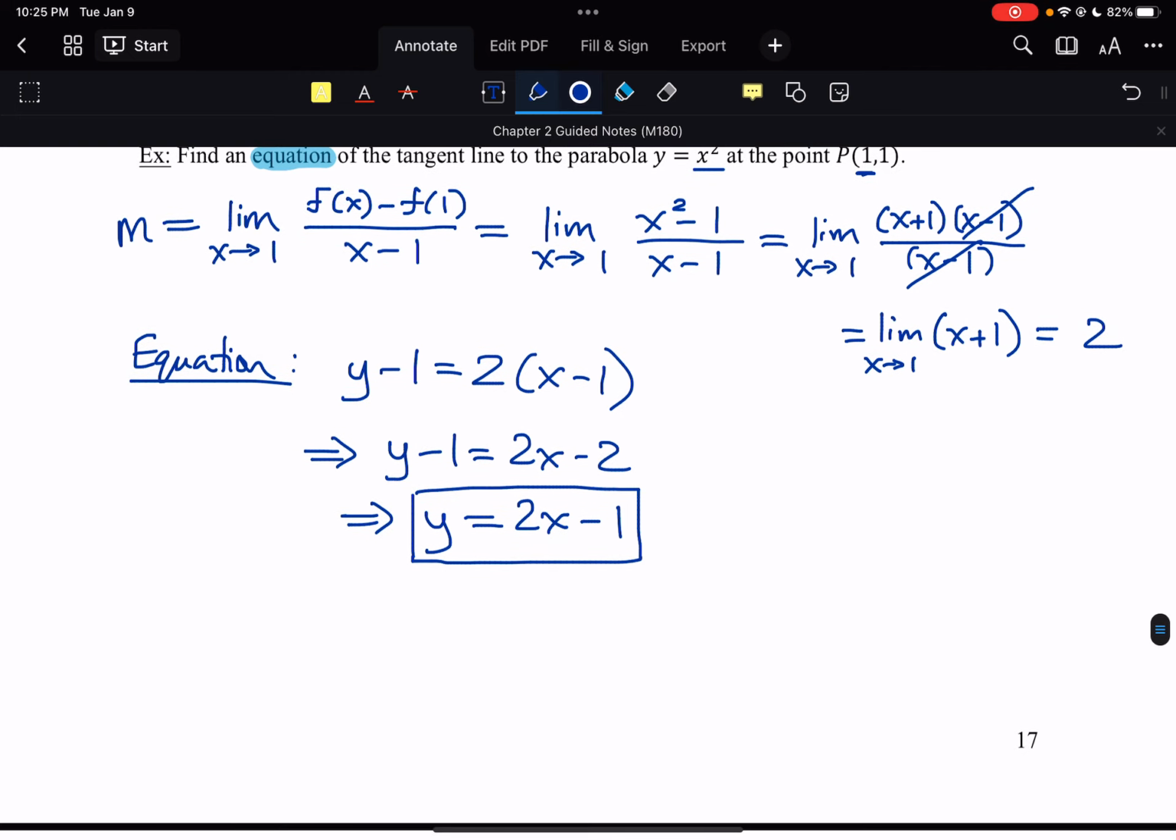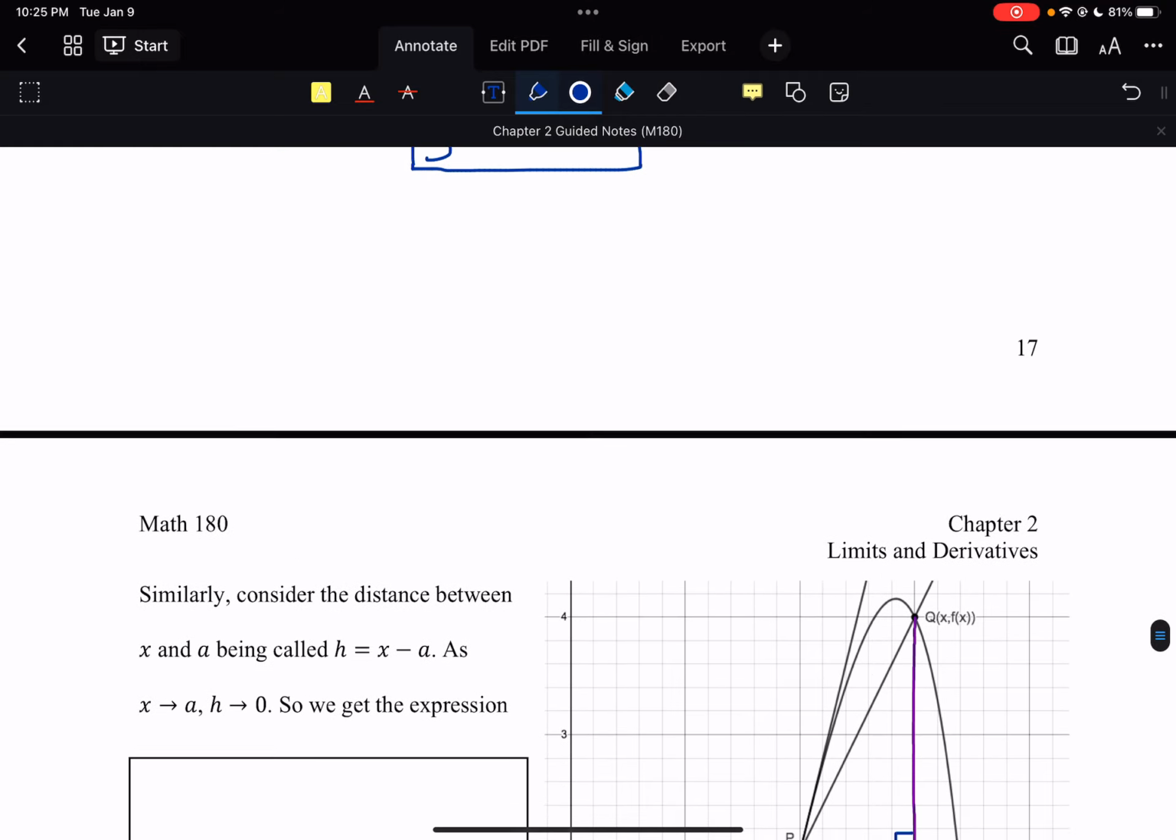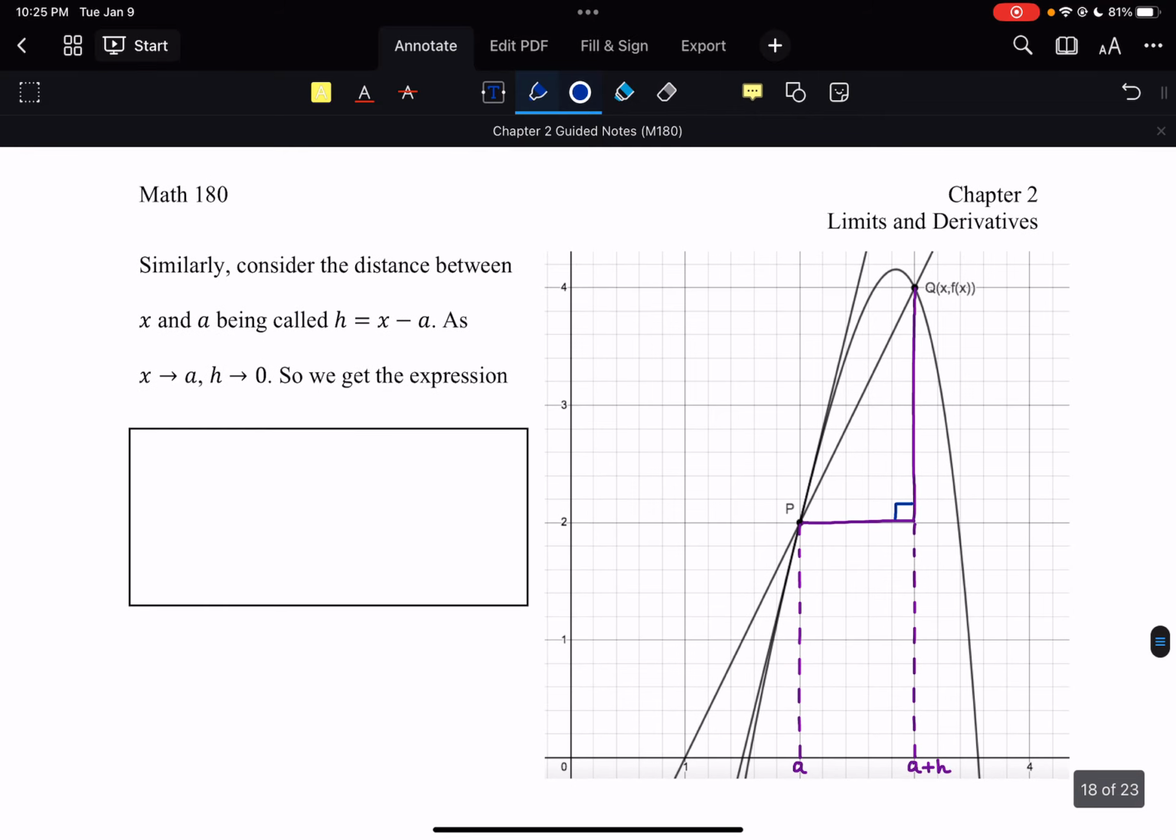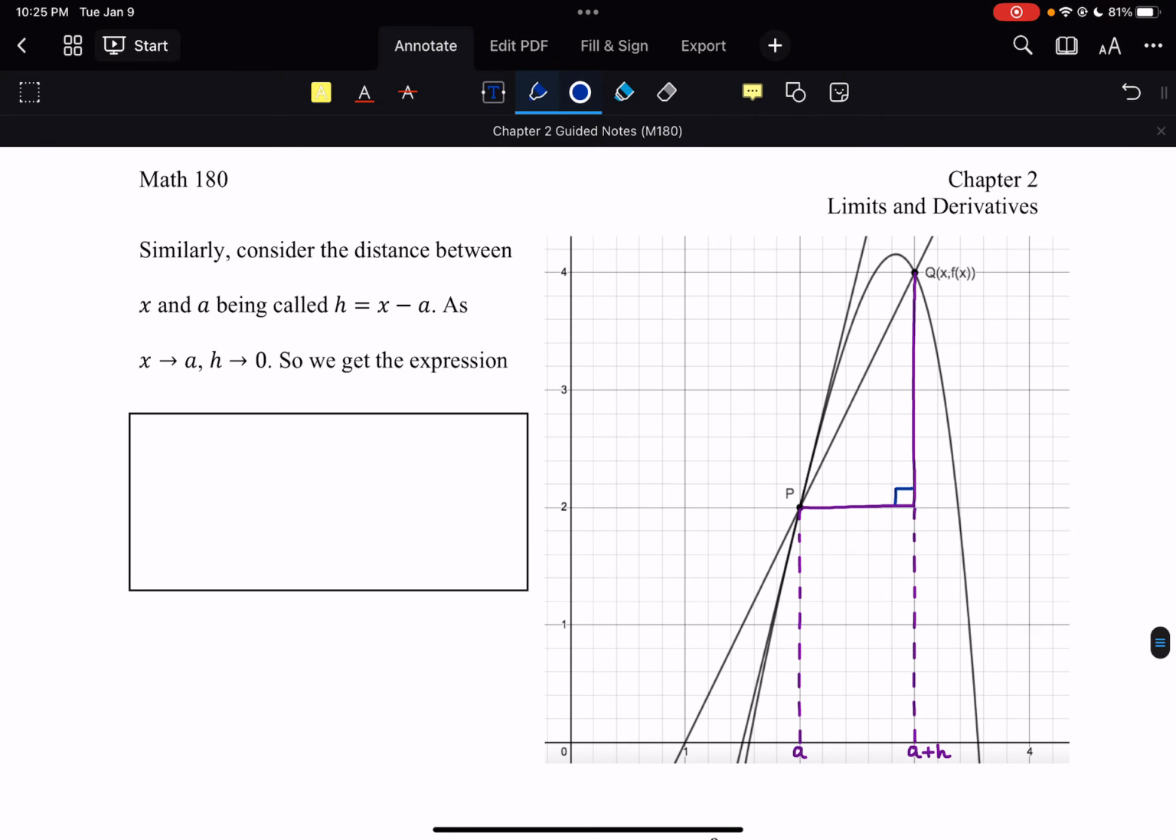Now, we have an alternative version of this formula that we are going to see much more often used in calculus. So it's the same problem, but it's kind of being relabeled and framed in a slightly different way. So consider the distance between x and a being called h. So instead of x minus a, we're replacing all of the x minus a's with h's. So here we have our point P, we have the point Q, which is h units away. So this distance here is h units.